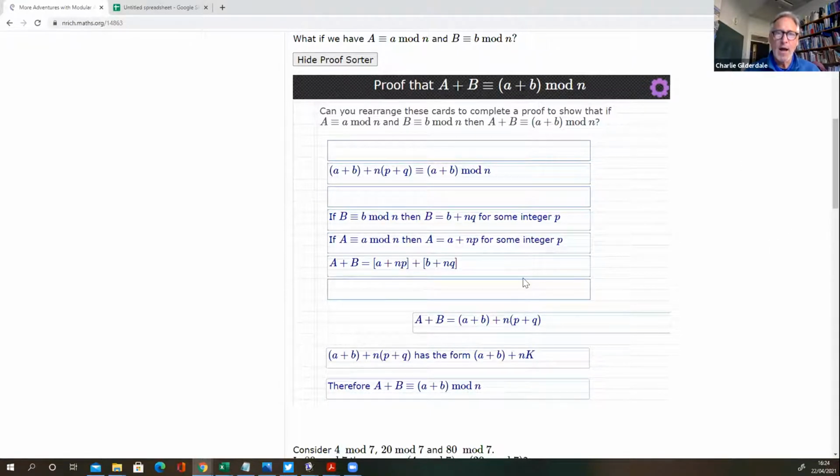Okay. So can anyone suggest what might be a good first statement to have in our proof? You can just give us the first little bit of the statement. You don't have to try and type out the whole thing.